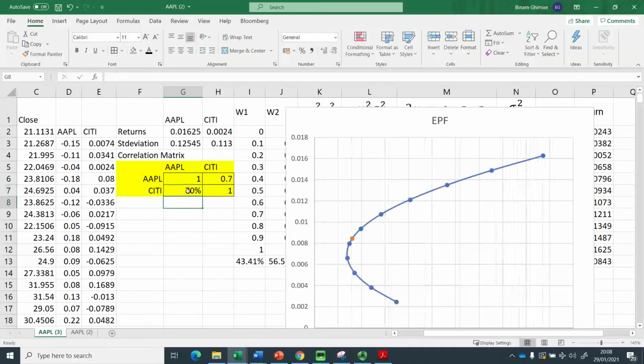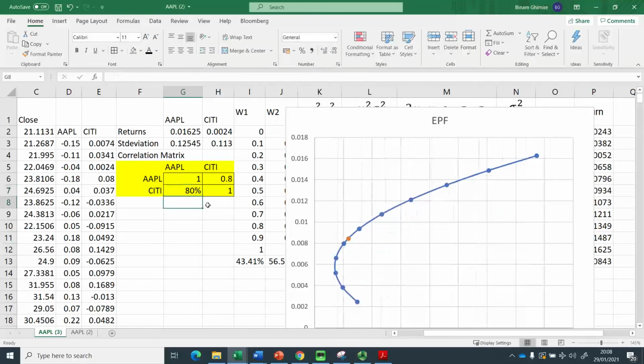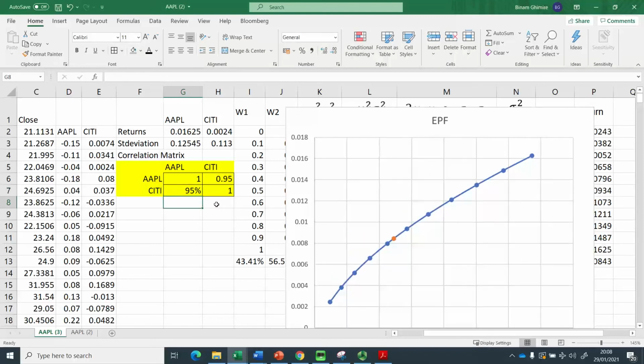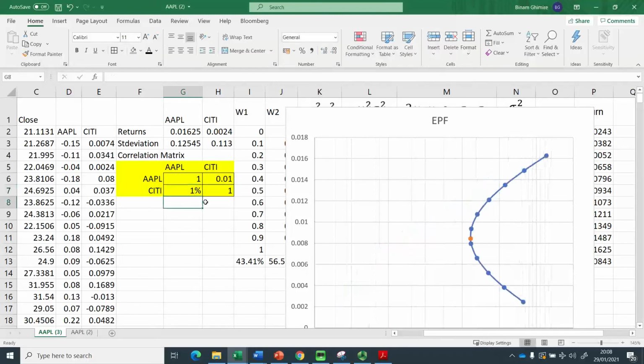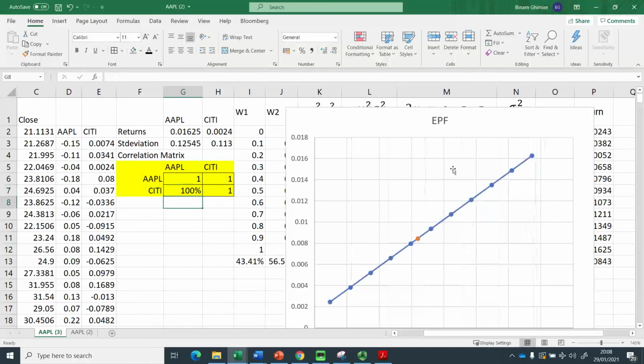It's still becoming something like this. How about we change it to 80% now? Okay, and let's change it finally to 95%. Oh, it's becoming very much a straight line. And finally we change it to 1 or 100%. Sorry, let me write it 100, and this becomes a complete straight line.